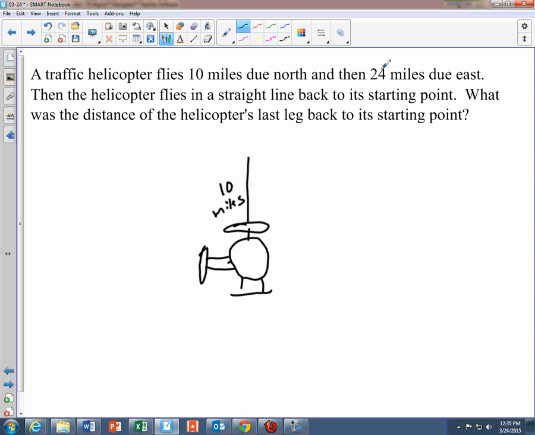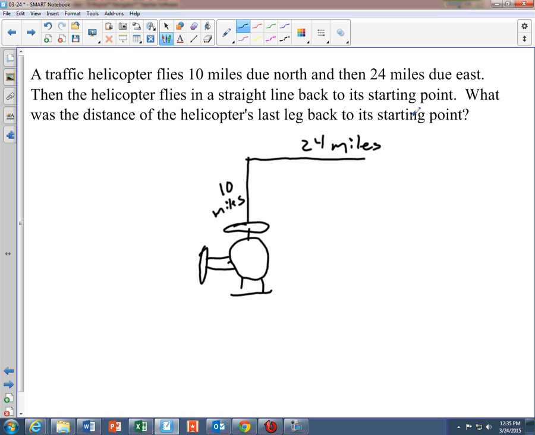And then flies 24 miles due east. Now, if you don't know, east is to the right, west would be to the left. So it's going to go 24 miles east. I'm going to make that a little longer, twice as long as 10. So that's 24 miles east.